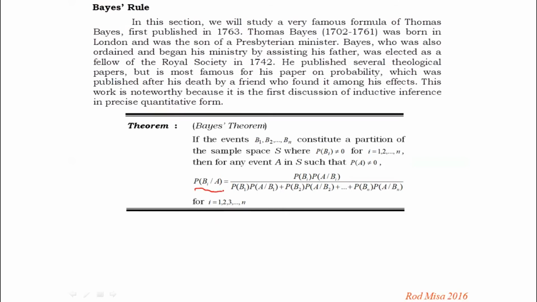The probability of B sub i given A is equal to the probability of B sub i times the probability of A given B sub i, divided by the total probability of A, which is given in the whole denominator of the probability of B sub 1 times the probability of A given B sub 1, plus the probability of B sub 2 times the probability of A given B sub 2, plus and so on and so forth until the last product, which is the probability of B sub n times the probability of A given B sub n, for all i from 1 to n.